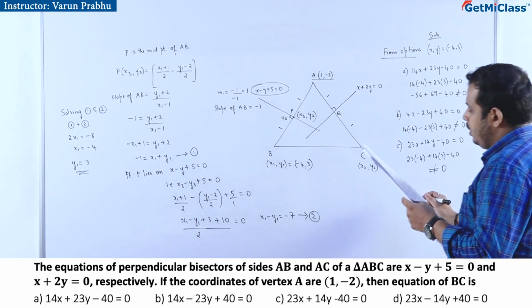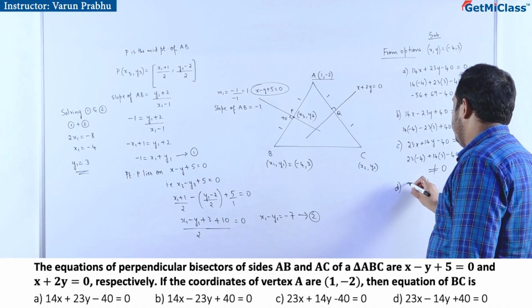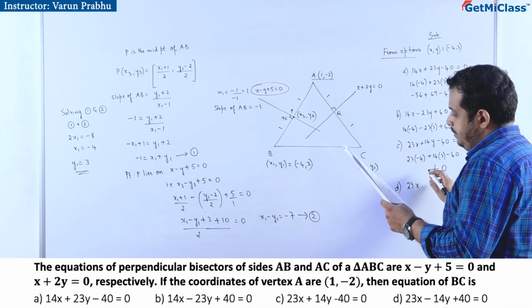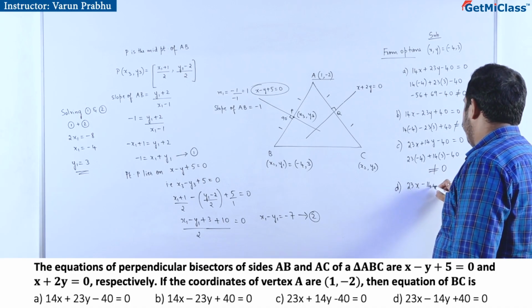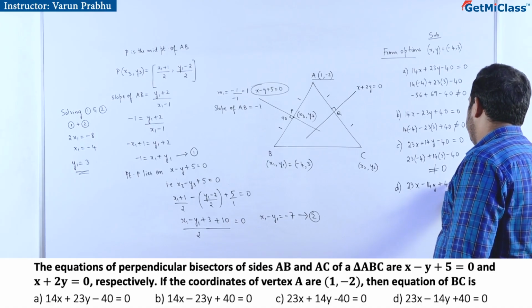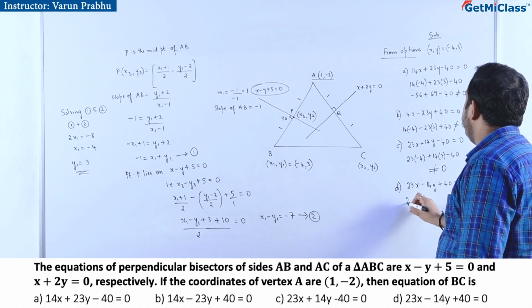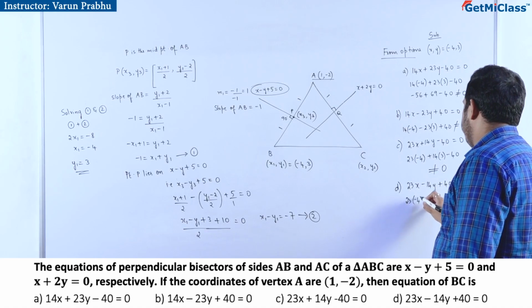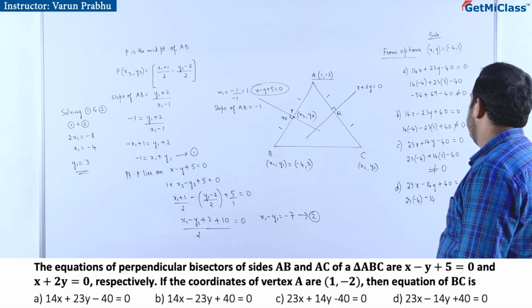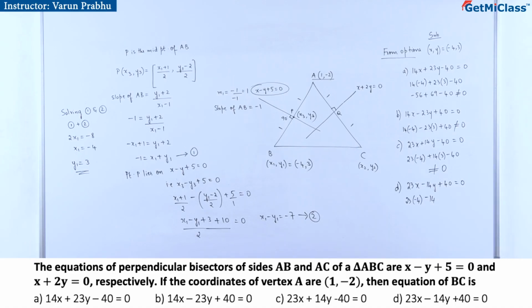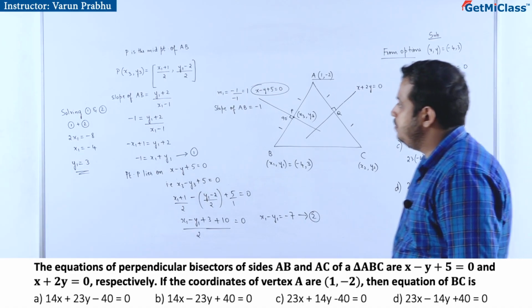So obviously, what should the answer to the question be? Option D, we'll cross check: 23x - 14y + 40 = 0. Let's see: 23 into -4 minus 14 into 3 should be equal to 0.